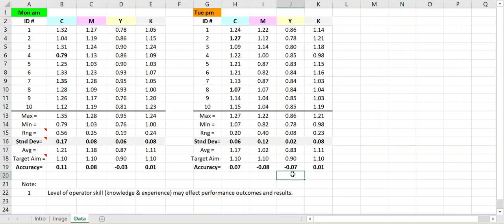Okay, so now we know the accuracy and we know the standard deviation, and I use that in consideration for grading your grade using the rubric.